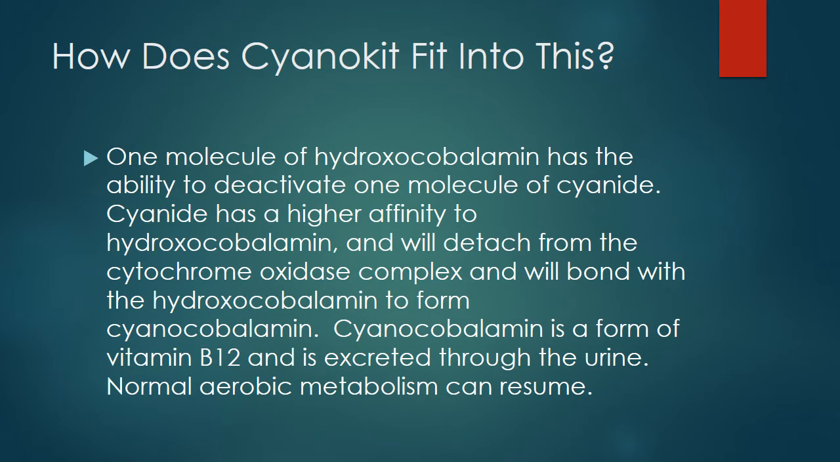When this process happens, it will strip the hydroxy portion of the molecule off, and the cyanide portion will attach. Cyanocobalamin is a form of vitamin B12 and is excreted through the urine. This is when they're going to see that dark red urine. Normal aerobic metabolism can resume after the cyanide has been removed from the body.